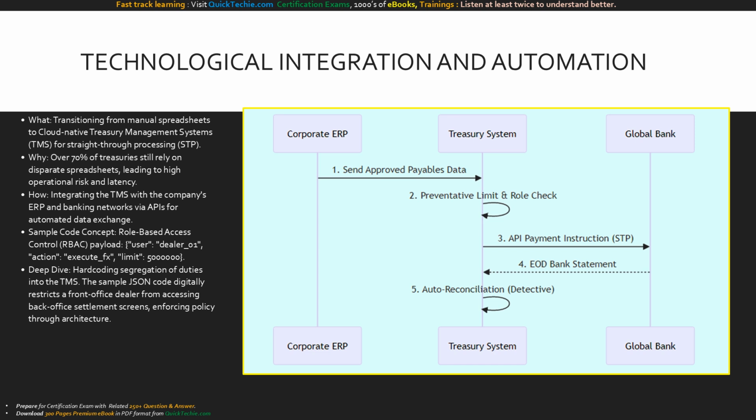How do we fix it? By connecting our TMS directly to our ERP and banking partners via APIs, achieving straight-through processing, where data flows without human touch. Let's look at a technical deep dive with our sample code concept.